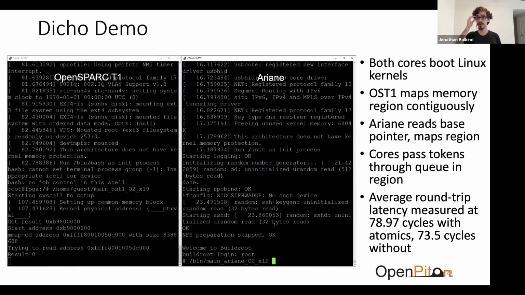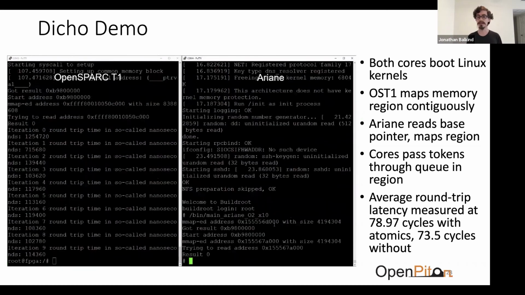The one we're going to show here uses the atomics of the two ISAs, but you can also do it just using regular loads and stores. And so we are able to measure what the round trip latency is. We have other experiments where we measure the throughput.